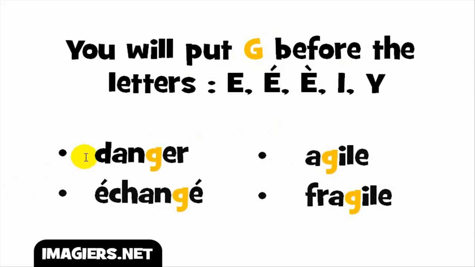So we'll see a few examples. The first one here, you get J and then this ER, the sound goes like é, so you get the full word, danger, danger. Second option here, you get this J and then this accent aigu, it goes like é. Échanger, échanger, same J sound here. Same thing here, J-I, so you will get the sound ji. Agile, agile.